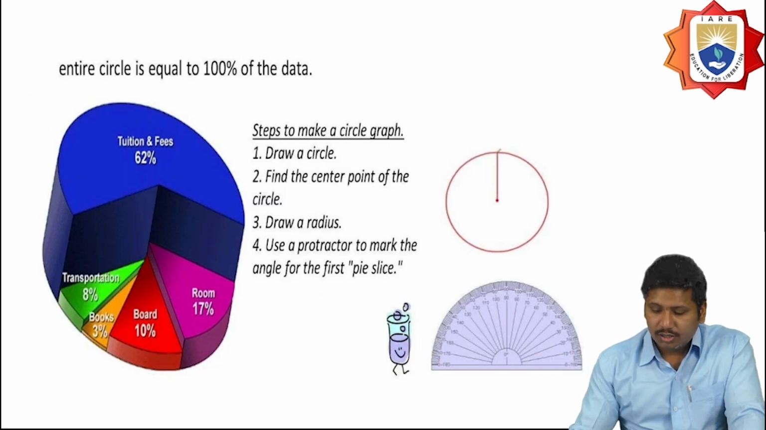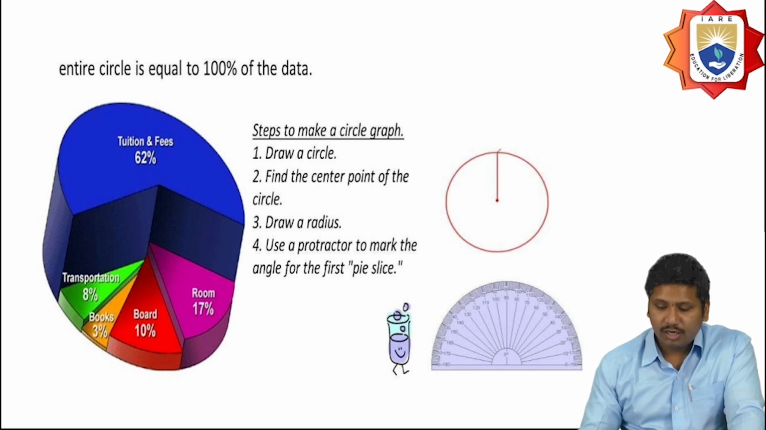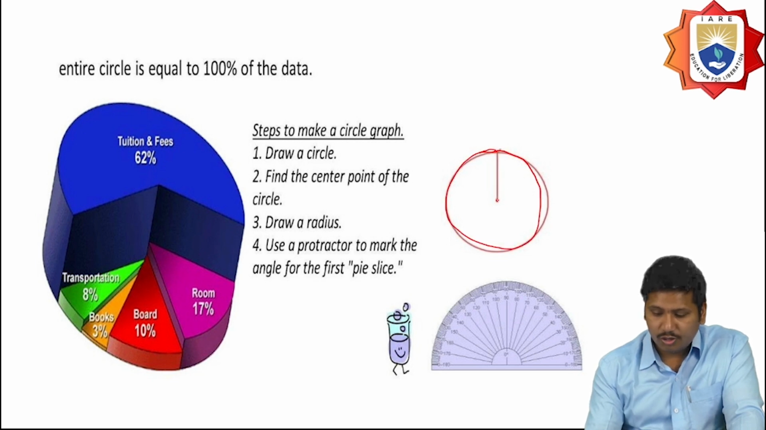multiplied by 360 degrees. So let's say, suppose the circle is equal to 100% of the data, right? The first step we have to follow is to draw the circle. Once you draw this circle, find the center point, calculate the radius of the circle, and then use a protractor to make the angle. Suppose this is the protractor showing the diagram, right?